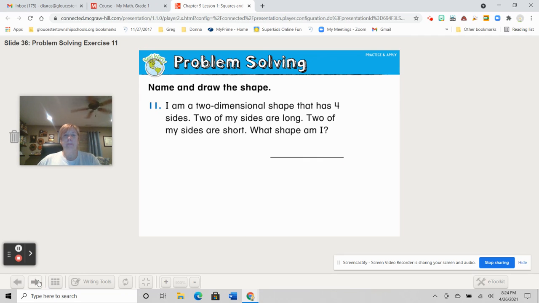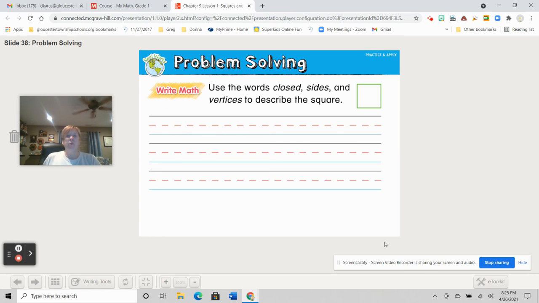Okay, I'm a two-dimensional shape that has 4 sides. 2 of my sides are long, 2 of my sides are short. What shape am I? Pause and solve it. Okay, so you should have written rectangle. You could have found that word in other parts of your math book or these past couple pages, and then draw or trace your attribute rectangle.